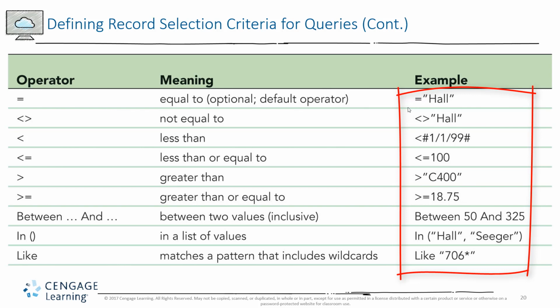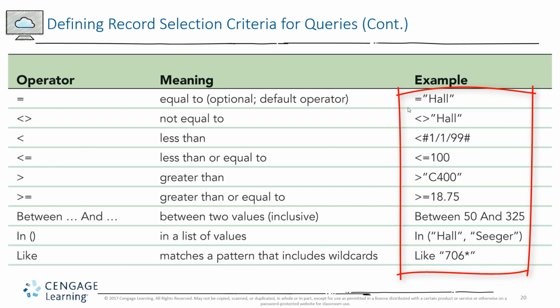If we don't want something, if we want everything but the word hall, then we'd put in not equal to hall. And then the next one is less than January 1st of 1999, so that means that it's older than. Less than or equal to, that one's pretty straightforward. Greater than, that one's straightforward. And so is greater than or equal to.